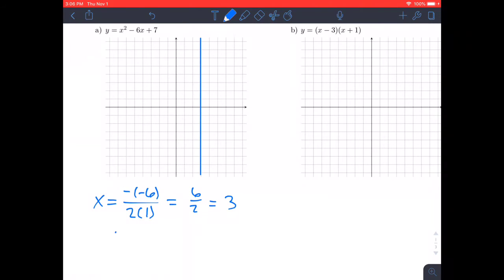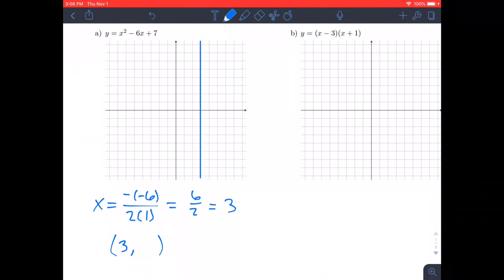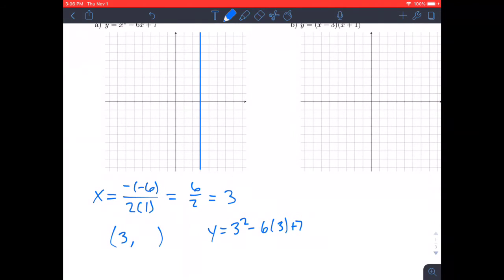so that means our vertex is somewhere on that axis of symmetry. Our vertex is 3 something, so plug in 3. Crunch that out. 9 minus 18 plus 7 is going to be a negative 2. So our vertex is at 3, negative 2.